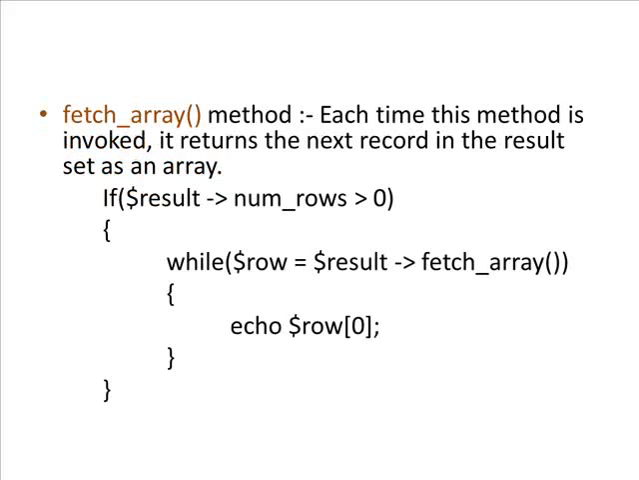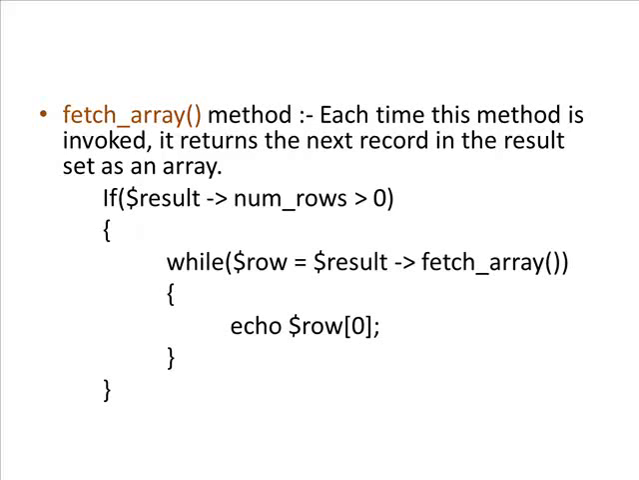One such method is the fetch_array method. Each time fetch_array is invoked, it returns the next record in the result set as an array. This makes the fetch_array method very suitable for use in a while or for loop.